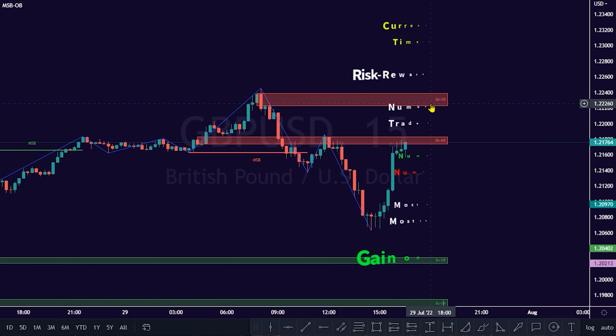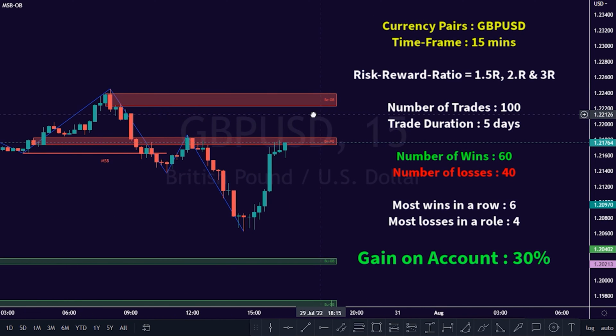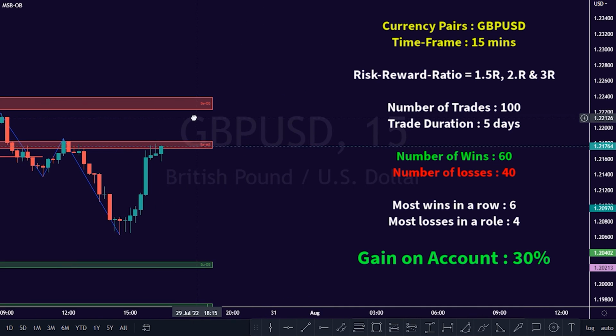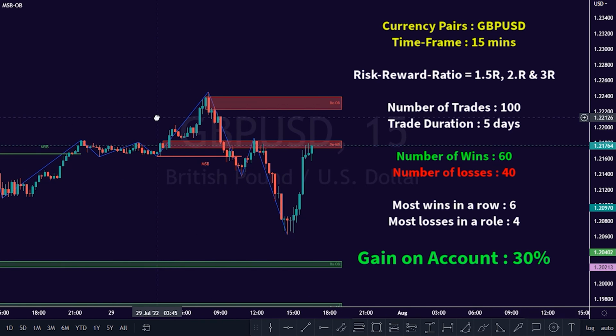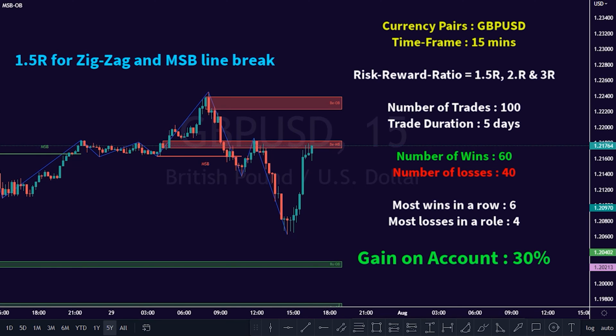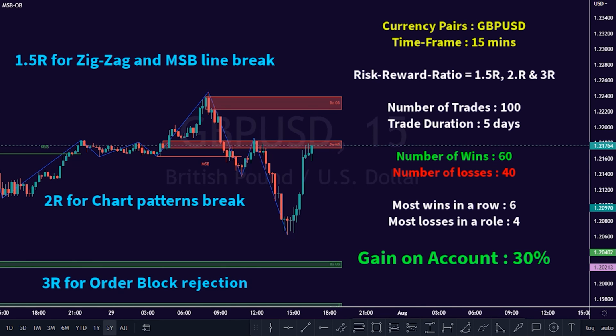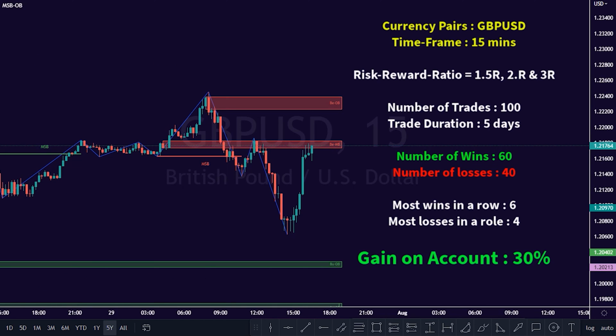Here are my 100 times back-tested trading results in a row based on this trading concept on the 15-minute time frame of the British Pound Sterling USD. I implemented 3 different risk to reward ratios, which are 1.5R for zigzag and MSB line break, 2R for chart patterns break, and 3R for order block rejection. That was on 100 trades for 5 days.